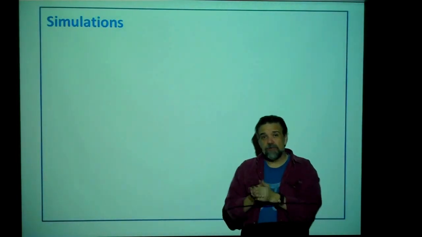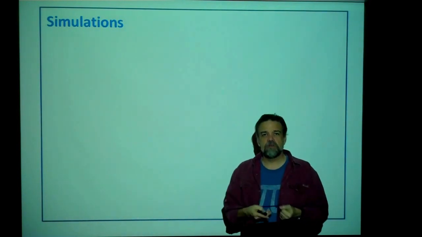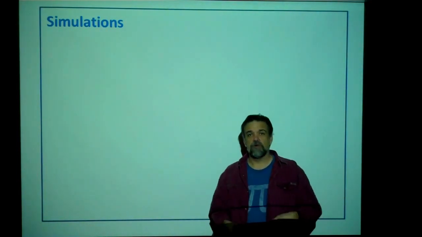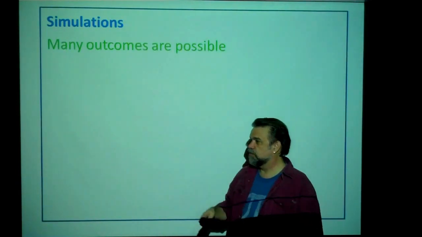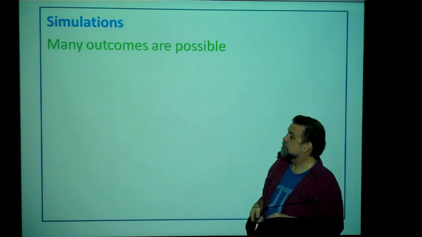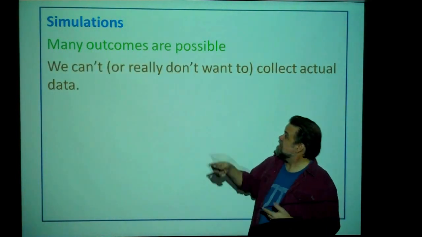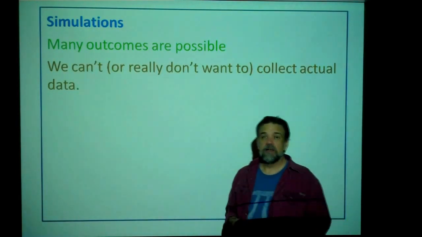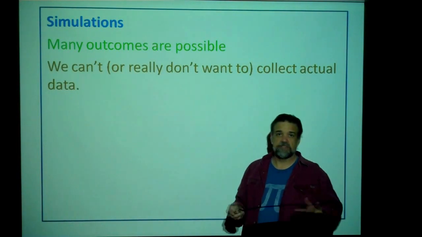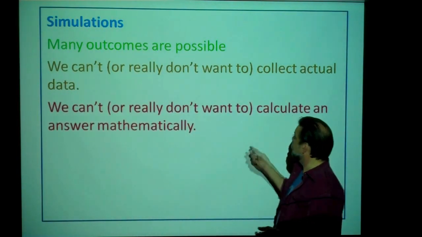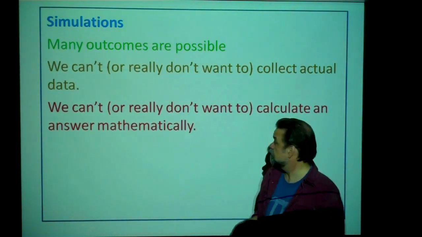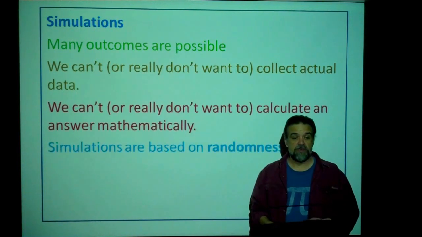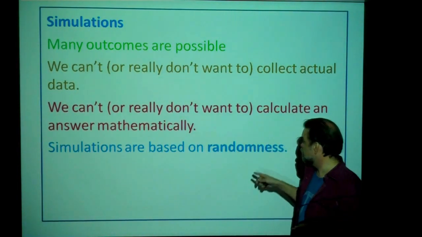Now, how do I get that random piece about whether it turns out heads or tails? Well, that's where the random number table comes in handy. I'll assign particular numbers to the outcome of head or the outcome of tail. So, what is a simulation? It's something where at least a couple of outcomes are possible, and we either can't or we just don't want to actually perform the experiment ourselves, actually go out and collect data. Sometimes it's because it's expensive or very time consuming. And then we can't or we really don't want to calculate it mathematically, or maybe we don't know how to calculate it mathematically. If this is the situation you find yourself in, this is where you would perform a simulation. And of course, the simulation is based on randomness.